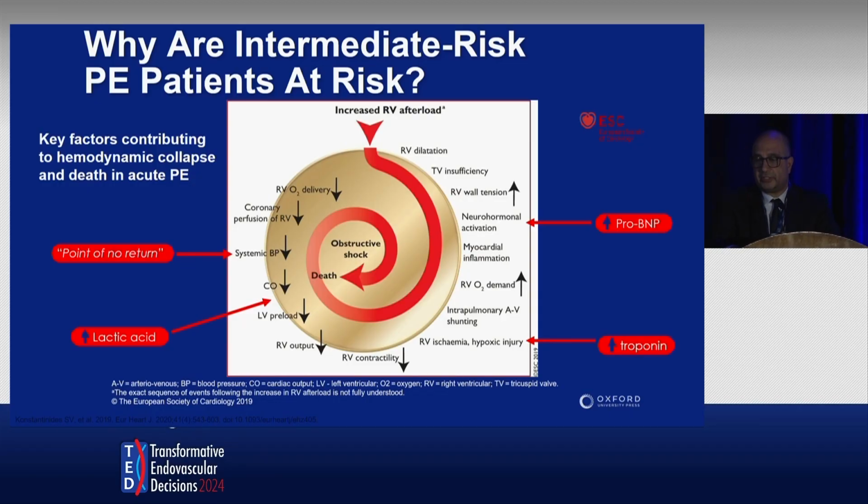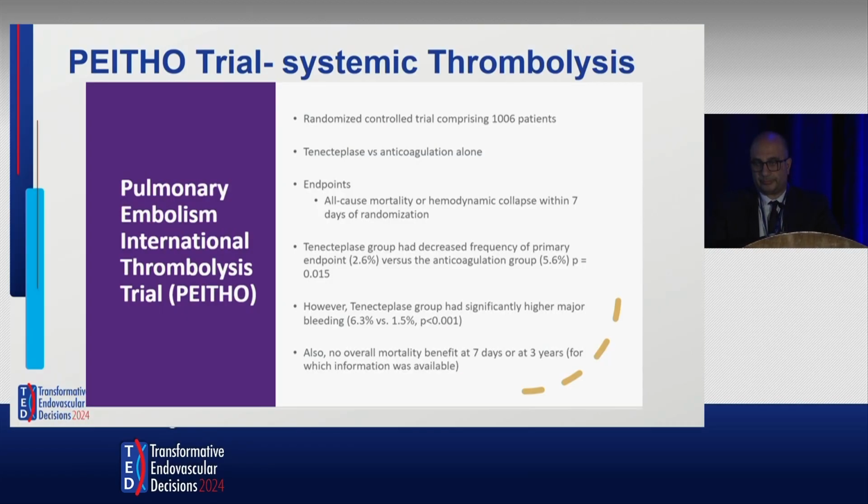Once you have RV dysfunction, RV dilatation, and increased RV afterload, you start the same spiral that we see in LV shock. This leads to increased RV oxygen demand, intrapulmonary AV shunt, more RV ischemia, and decreased contractility that will affect the preload on the LV, decreased cardiac output, and we have an obstructive shock that can even lead to death. So we all agree that RV dysfunction is not good and something needs to be done about it.